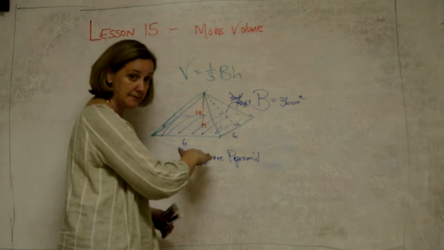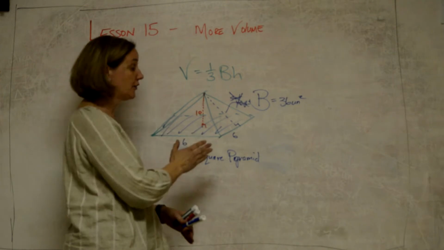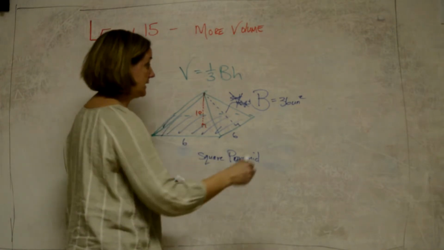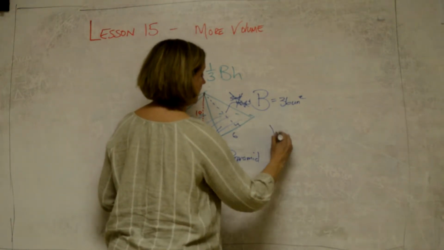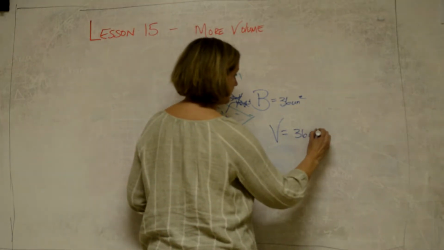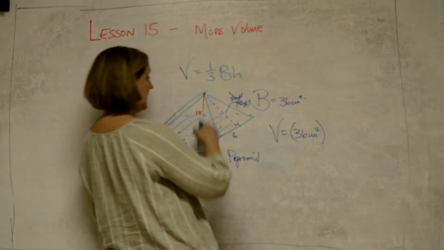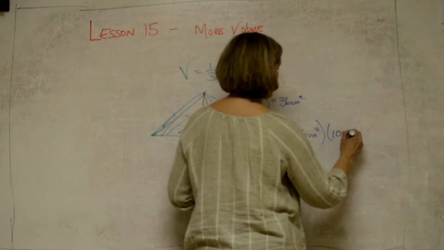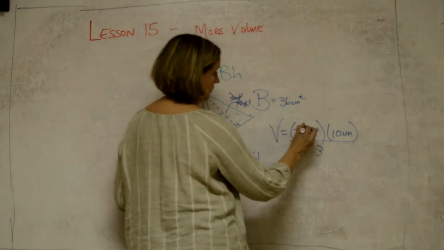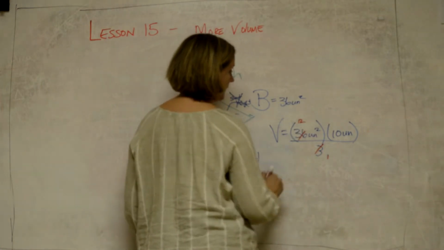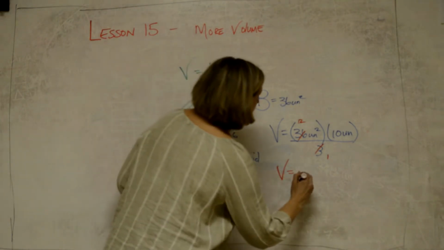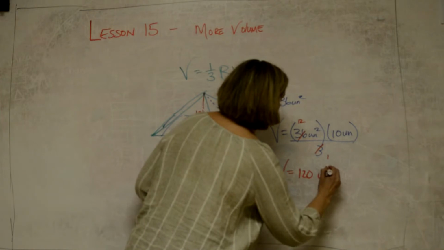Volume is the base times the height, which now is called the altitude. The base times the altitude, and I have to divide it by 3. So here I would say the volume is equal to 6 times 6, which is my base, 36 units squared, times my altitude, which is 10 units, and I would divide that by 3. I would probably divide it by 3 beforehand because it makes it a whole lot easier. So I'm going to make that a 1 and a 12, and I'm going to get that the volume of this square pyramid is 120 units cubed.